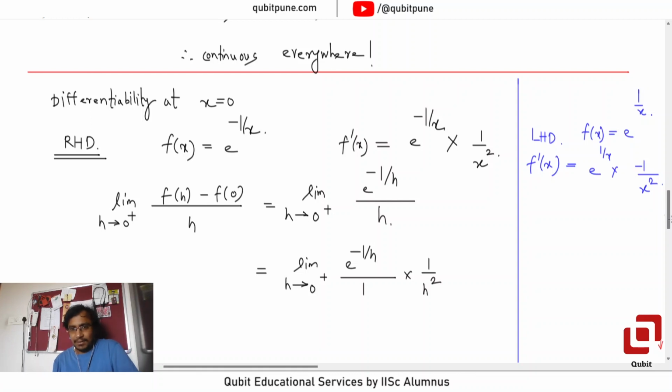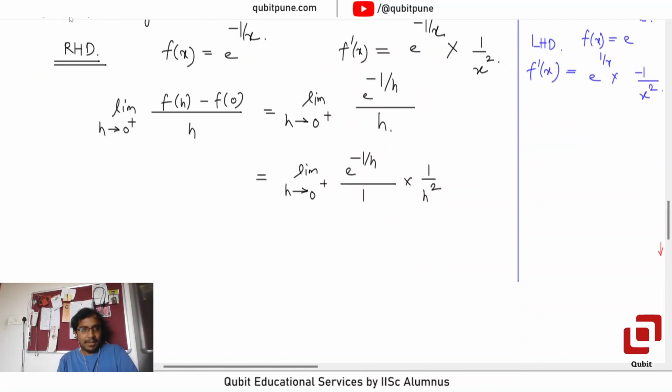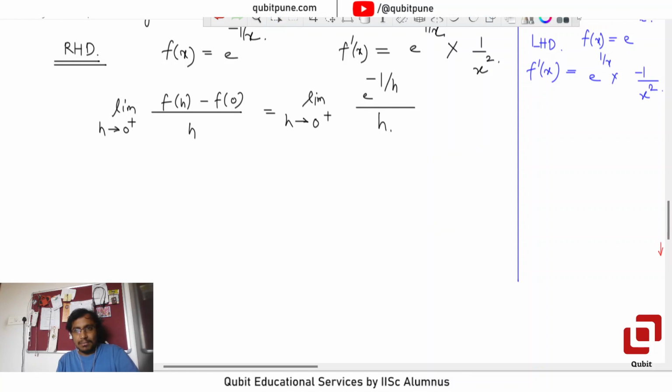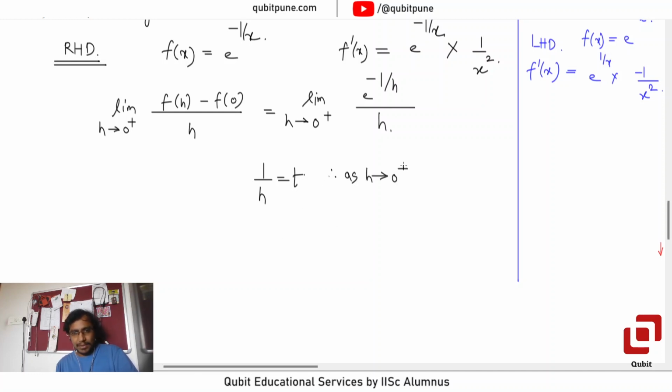Acha, I have one hint. Instead of applying the L'Hospital's rule, which is unnecessarily increasing the complications, I can make some assumption here. Let 1 upon h be t. Therefore, as h tends to 0 plus, t will tend to infinity. I definitely know that. So I get limit as t tends to infinity, e raised to negative t into t.